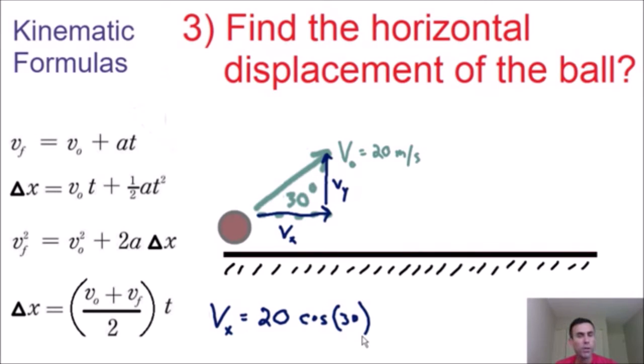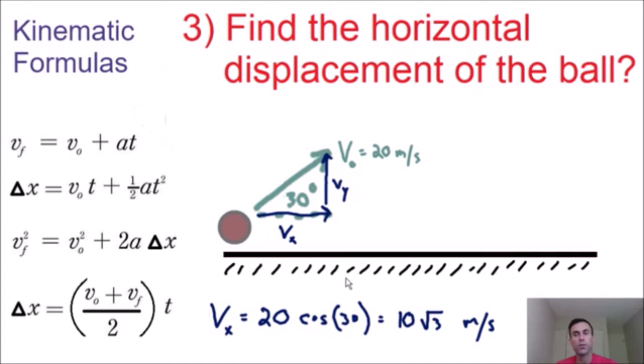All right, so we know that this velocity in the x direction is equal to 20 times the cosine of 30, and that is equal to 10 times the square root of 3. Our units are in meters per second. You can approximate this using decimals if you want to use your calculator, but we know the exact value is 10 times the square root of 3 meters per second.